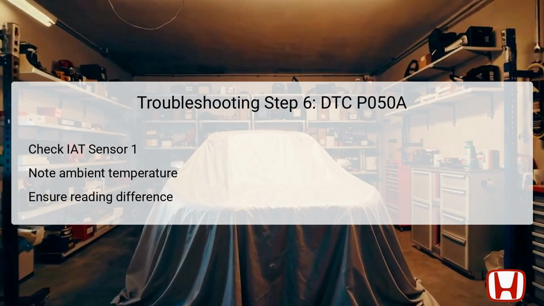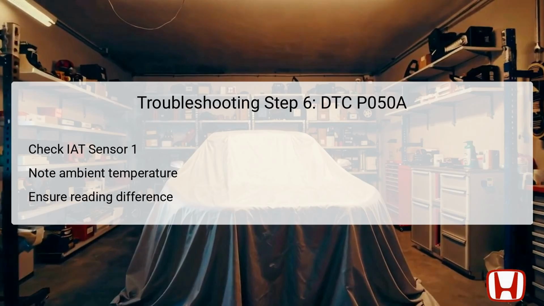replacement. The sixth step in the troubleshooting process focuses on the intake air temperature (IAT) sensor 1. Start by noting the ambient temperature, which is essential for a comparative analysis. After recording this temperature, turn the vehicle to the on mode without starting the engine. Next, quickly monitor the HDS for the IAT sensor 1 reading.